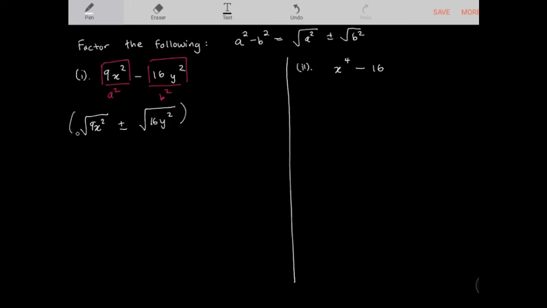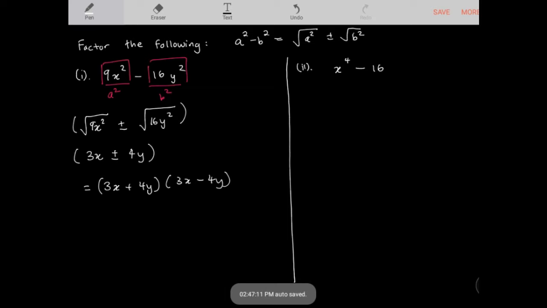And recall that the plus minus represents the two conjugate factors, and a conjugate is basically where you have the same two terms but an opposite sign in between the terms. Alright, so the square root of 9x squared is 3x, plus minus the square root of 16y squared, which is 4y. So our two conjugate factors are 3x plus 4y and 3x minus 4y. Okay, so that's basically how you factor this expression.